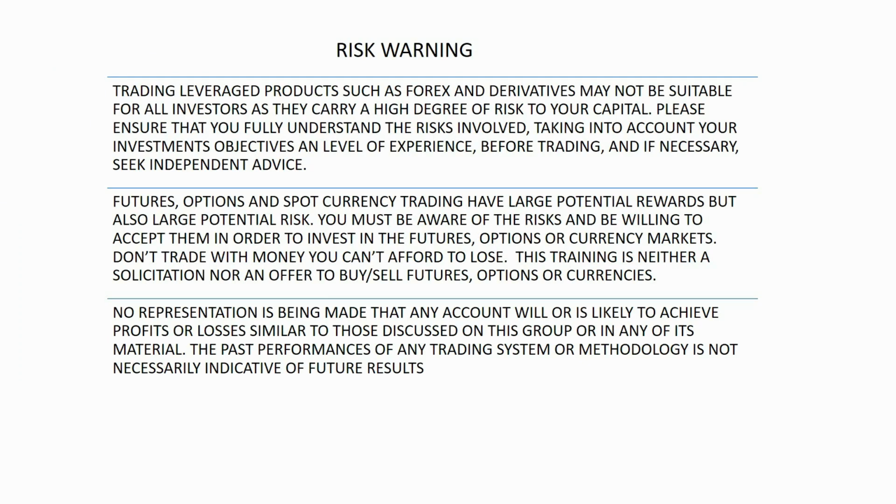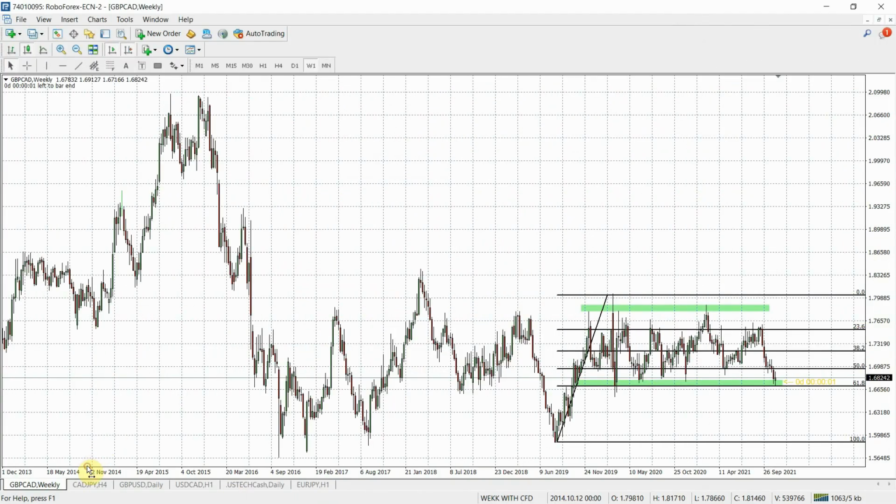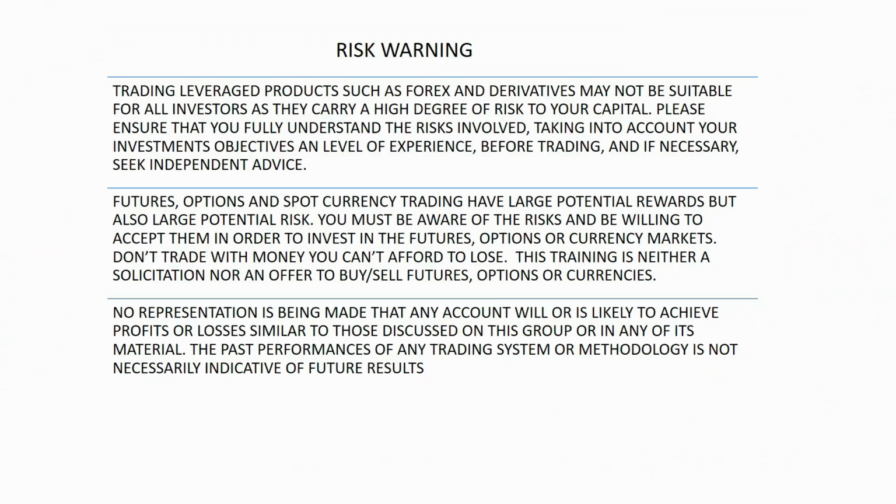So we'll be analyzing a few pairs, that is the GBPCAD, that's Great Britain pound against the Canadian dollar, the CADJPY, which is Canadian dollar against the Japanese yen, the British pound against the US dollar, the US dollar against the Canadian dollar, and then lastly we will be looking at the US Tech 100, which is also known as the Nasdaq.